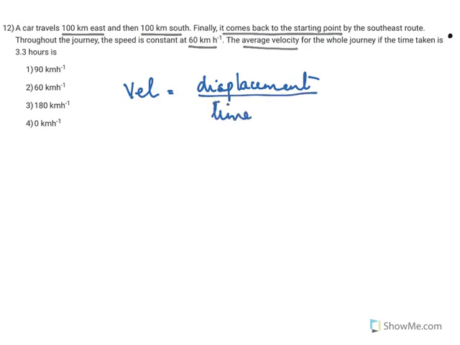Now this object comes back to its original starting point, which means displacement is 0. And we don't even want to know the time. It's not important, because for sure the velocity will be 0. Actually everything here is in kilometer per hour, so it's not right when I say meter per second. It would be kilometer per hour.